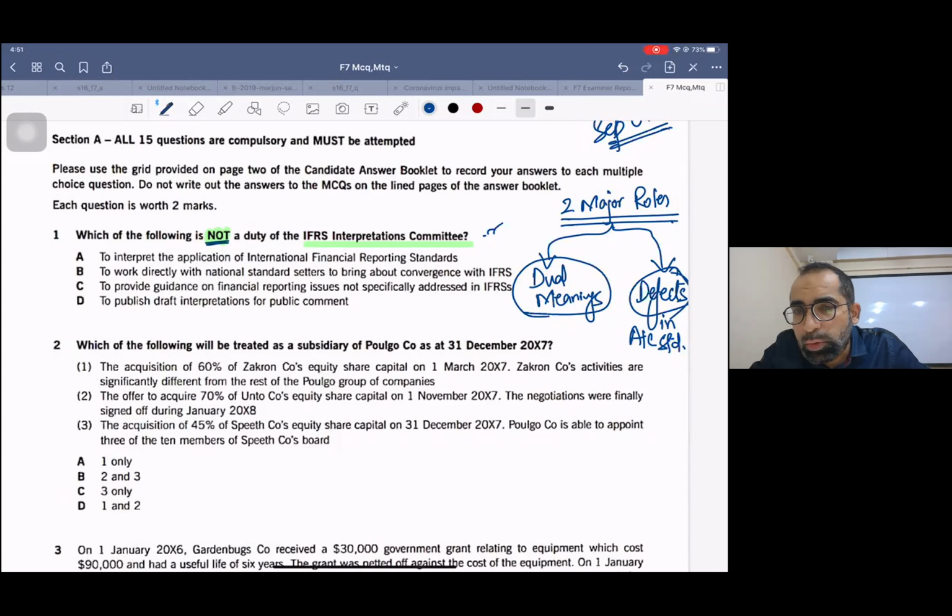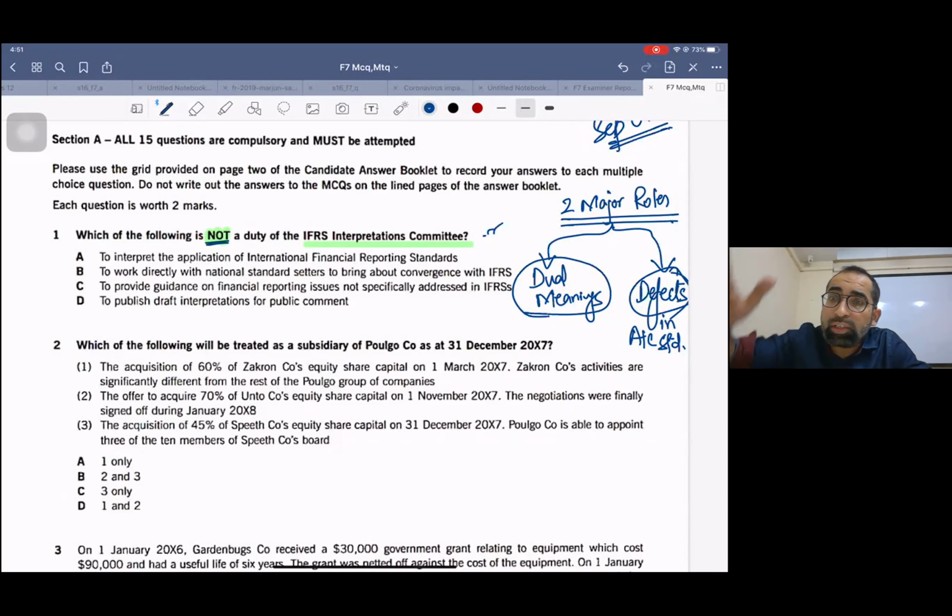So this is the second role of the interpretation committee: if there are small defects in an accounting standard, they just correct it through interpretation. So these are the two major roles. First, dealing with dual-meaning things by issuing interpretations, and second, if there are any small defects in the standard, they just correct it.